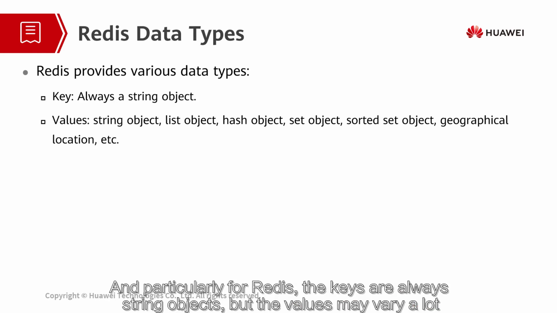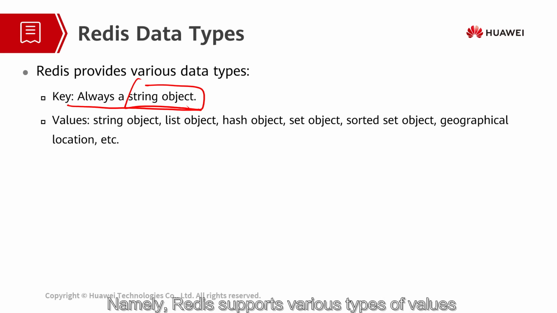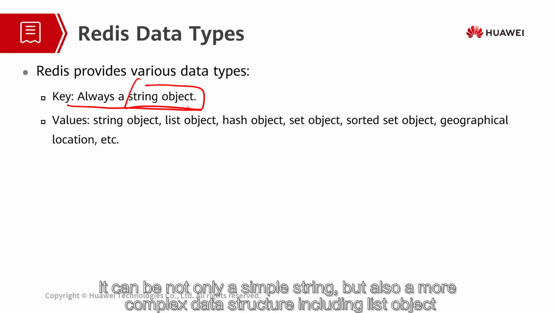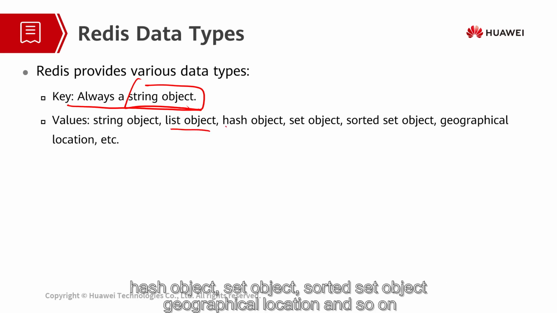And particularly for Redis, the keys are always string objects. But the values may vary a lot. Namely, Redis supports various types of values. It can be not only a simple string, but also a more complex data structure, including list objects, hash objects, set objects, sorted set objects, geographical locations, and so on.